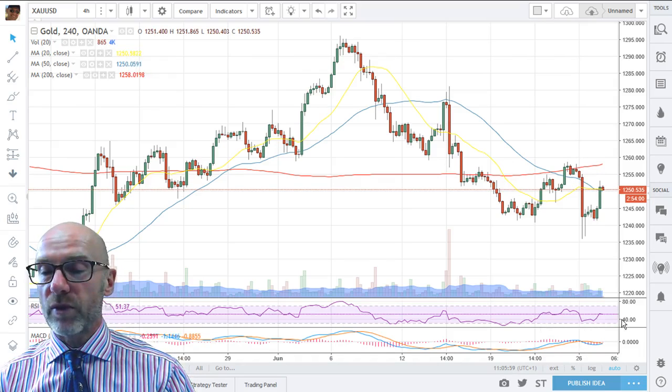RSI, again, not really showing as much. It's at 51.37. Let's see what happens over the next few hours on that. And the MACD are both together and flatlining at zero.